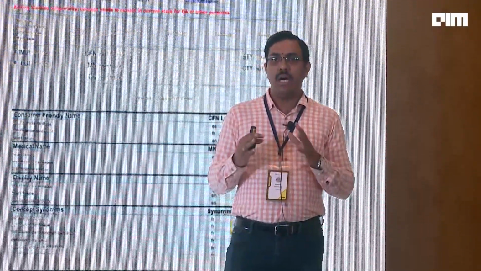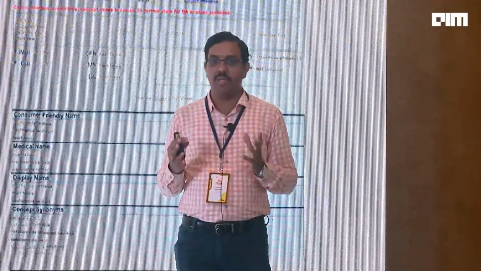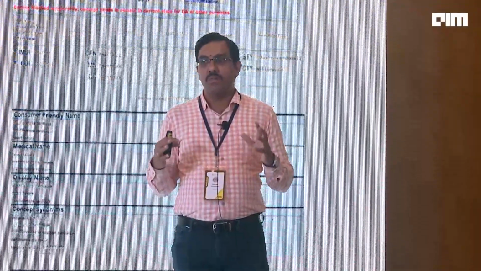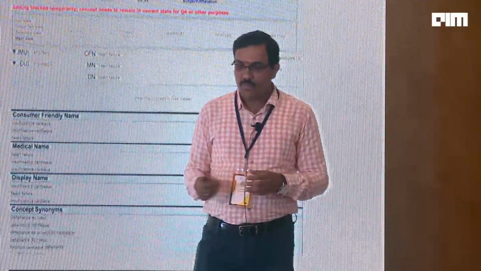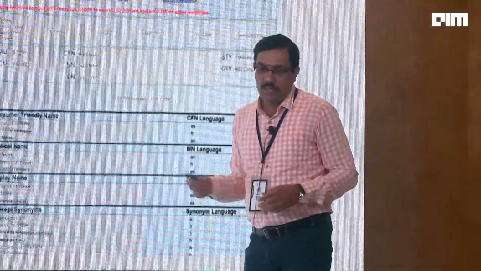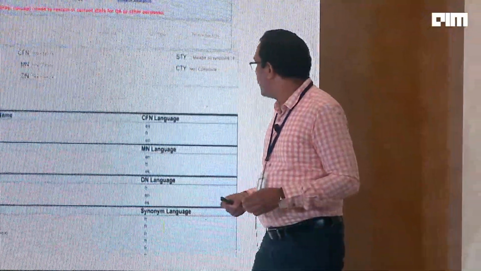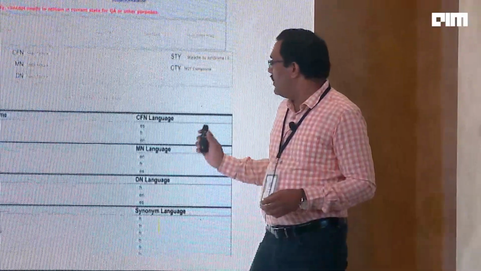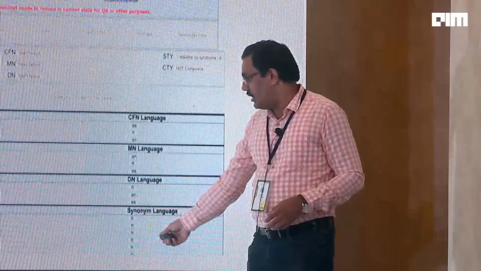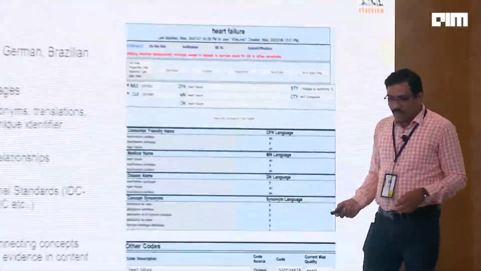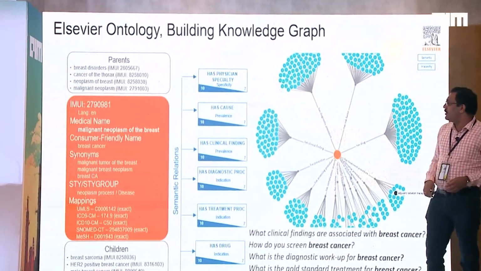This is the heart of a knowledge graph that we are building internally, and it powers a lot of other applications within Elsevier. Here is a screenshot. It's very difficult to read, but you have a medical name, synonyms, and the mapping to various standard coding systems for a given term. So probably this would be a better slide.